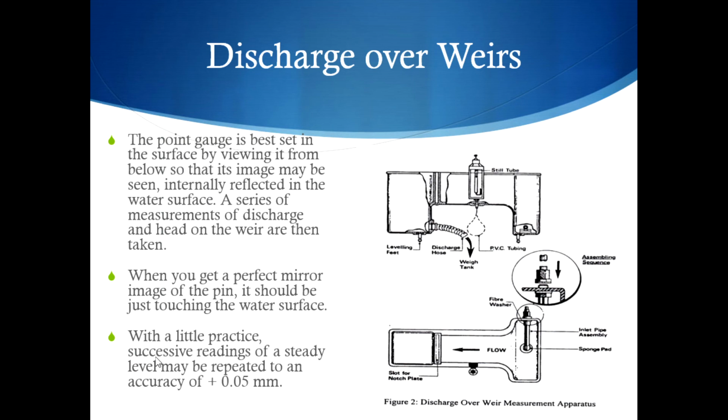And with a little bit of practice, successive readings of a steady level might be repeated to an accuracy of 0.05 millimeters. So that means that if you practice a little bit, or if you keep taking measurements and measurements and measurements, your accuracy will be extremely high.